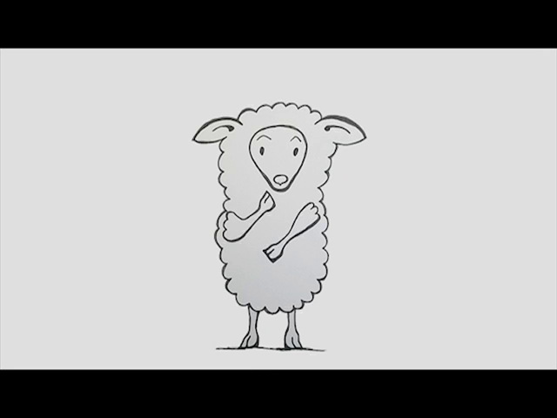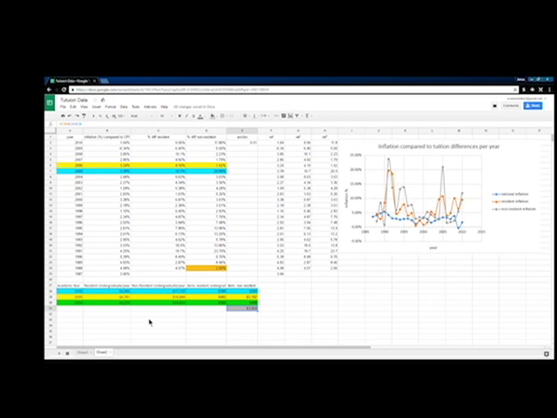Next, what we're going to do is talk about this graph right here, which is the inflation compared to tuition differences per year. So I use the word inflation, but really what I'm doing is I'm taking the percentage of difference. So it's just like the numbers graph, except I'm showing percentages instead of raw values.